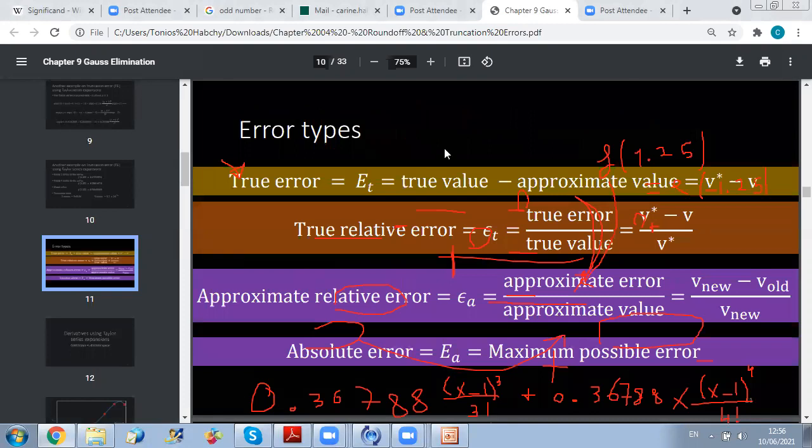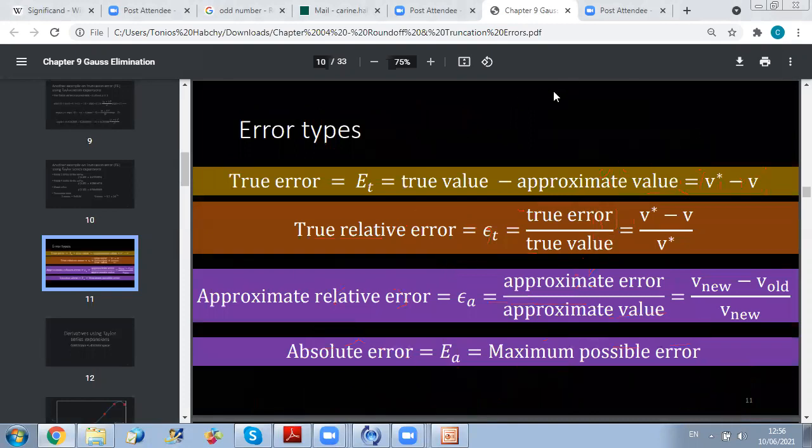Now, we will define what are the main types of errors that we can encounter. So we have several types that we can define. Okay. First, we have the true error, and we use the true error in case we know the true value. What is the value of the error? Because what is the value of the number we want to approach?